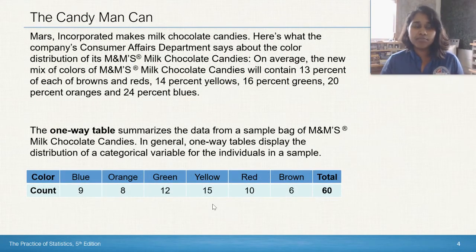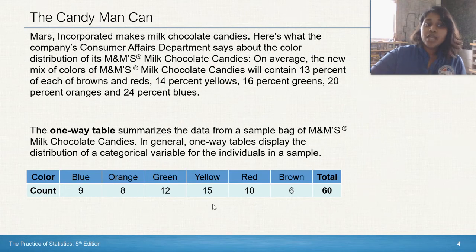The Candyman can. Mars Incorporated makes milk chocolate candies. Here's what the company's consumer affairs department says about the color distribution of its M&M milk chocolate candies. On average, the new mix of colors of M&M's milk chocolate candies will contain 13% each of browns and reds, 14% yellows, 16% greens, 20% oranges, and 24% blues.